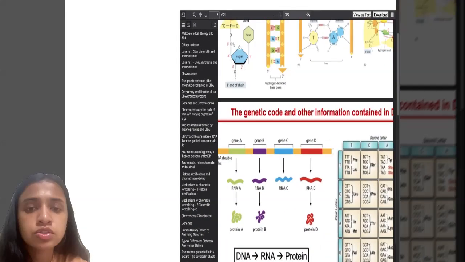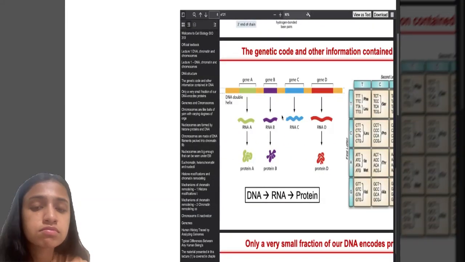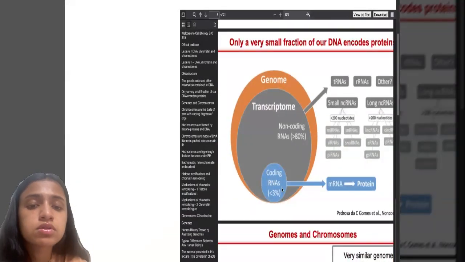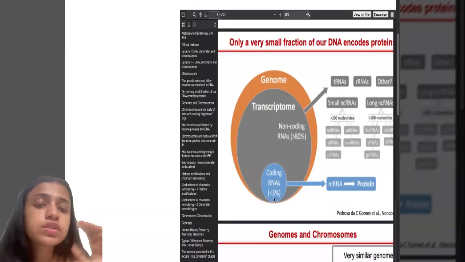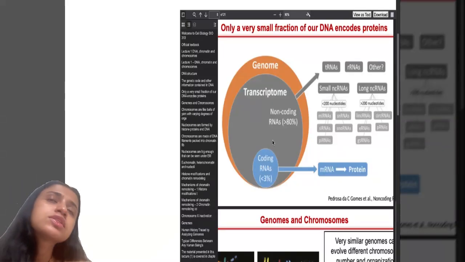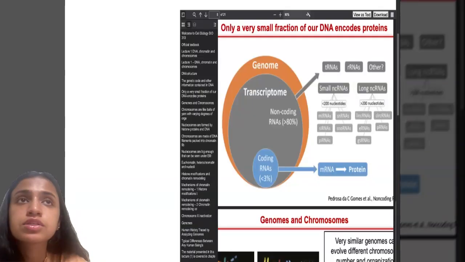Moving on, this is just showing how the DNA double helix has different genes, and then through transcription you get RNA, and then it turns into protein. So only less than 3% of the RNAs are coding and actually turn into protein, whereas all the other ones are non-coding. Essentially, they don't really do transcription or translation per se.